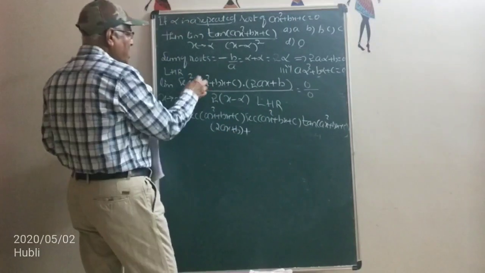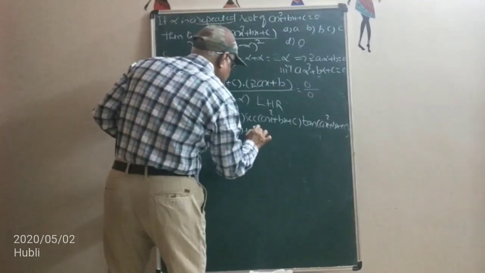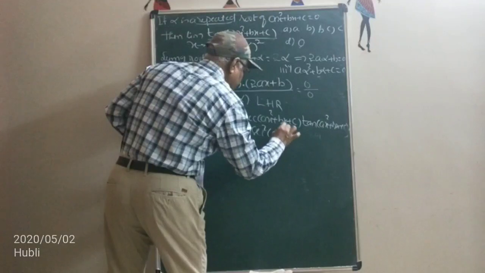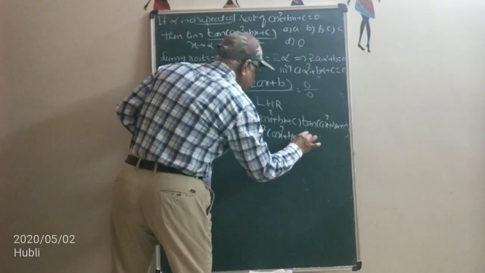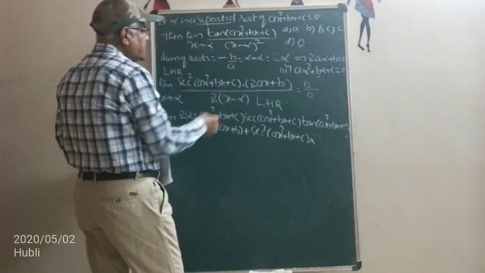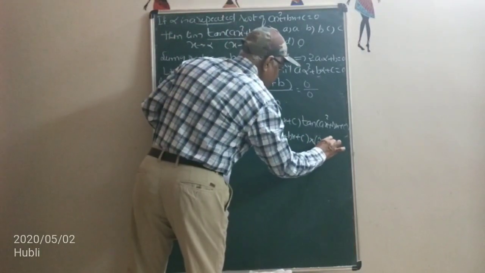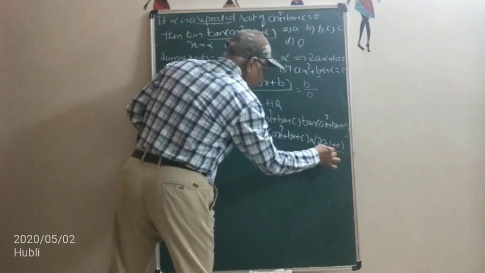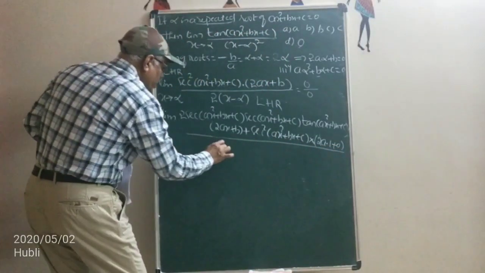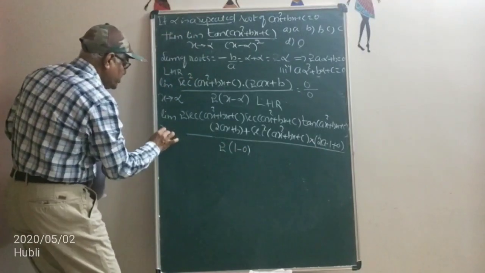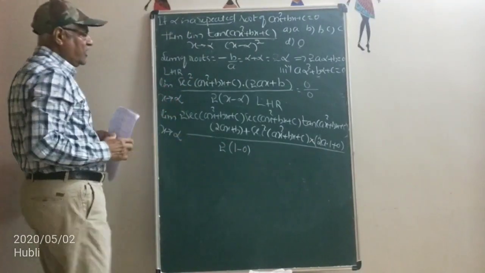Next plus, now this term is kept constant. Sec²(ax² + bx + c) into what is the derivative of 2ax + b? Derivative of 2a is constant, derivative of x is 1 and derivative of b is 0, divided by denominator 2 is constant, derivative of x is 1 and derivative of alpha is 0, as x tends to alpha.